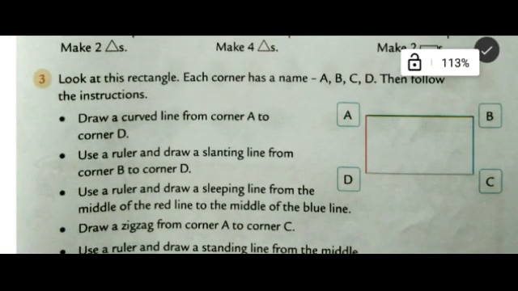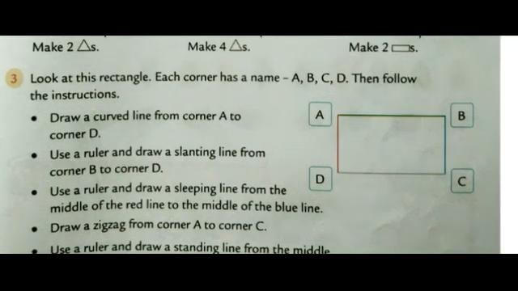Look at this rectangle. Each corner has a name A, B, C, D. Then follow the instructions. So, can you see this picture, this rectangle given here? And each corner has a name A, B, C, D. Now, let's see what they are asking. First, we will start with point number 1. Draw a curved line from corner A to corner D. From here A to D, we have to draw a curved line. And curved line is drawn without using a scale. Okay, so we have done.